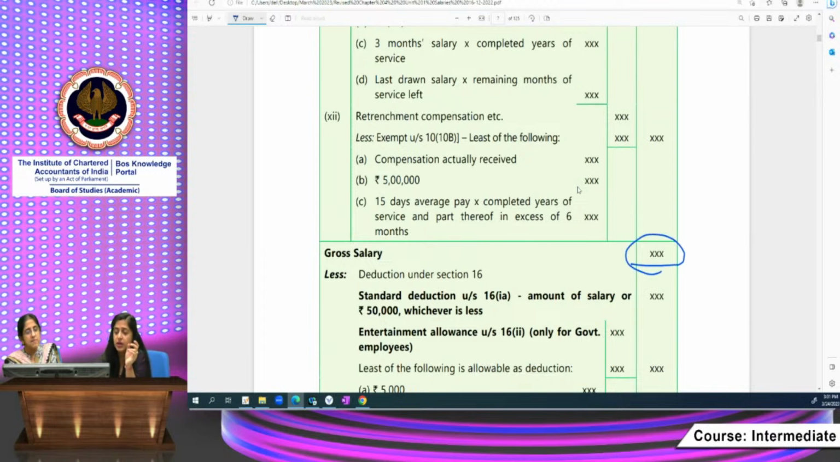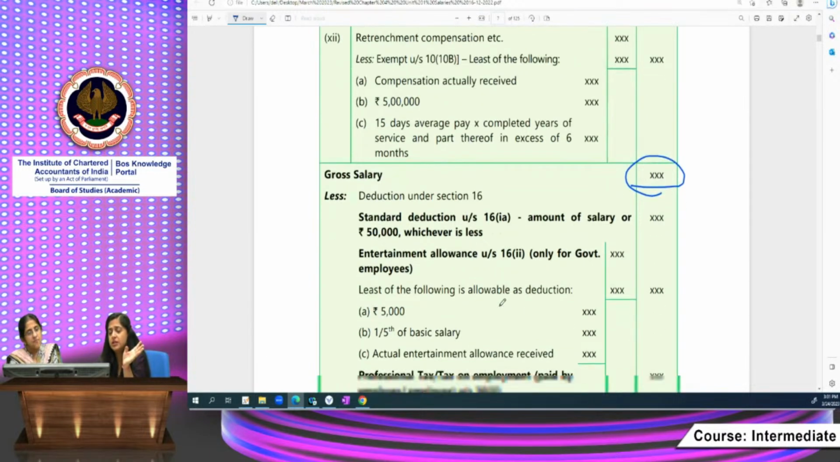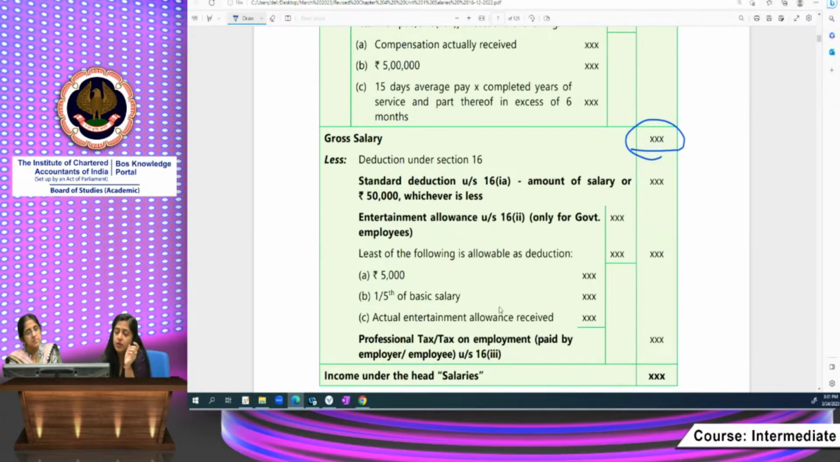In that gross salary, only three types of deductions are allowed. Standard deduction, that is the amount of your salary or 50,000, whichever is less. Entertainment allowance, but the deduction in respect of entertainment allowance is only for government employees. If you are not a government employee, then you will not get the deduction in respect of entertainment allowance. What is the deduction? The least of the following will be the deduction: 5,000, 1/5 of basic salary, or the entertainment allowance which we have received.